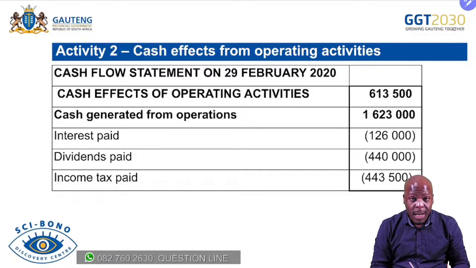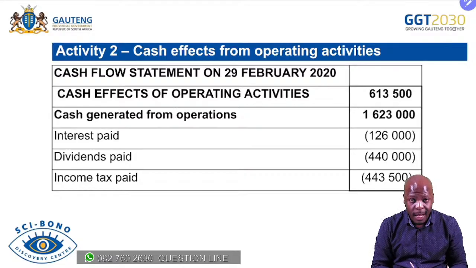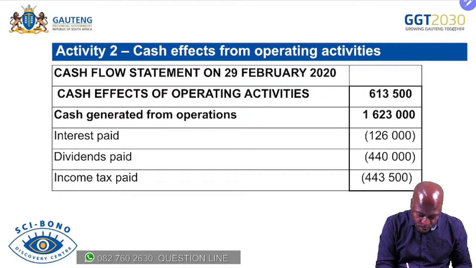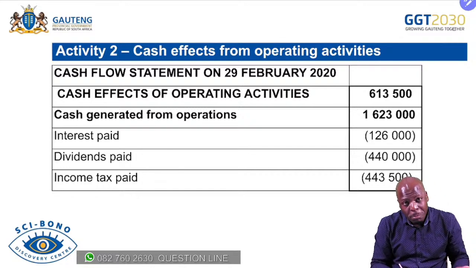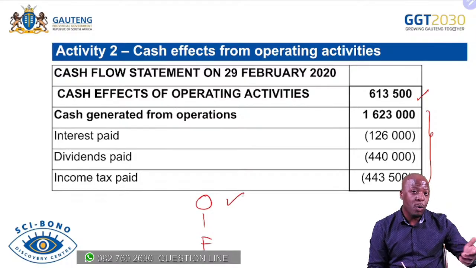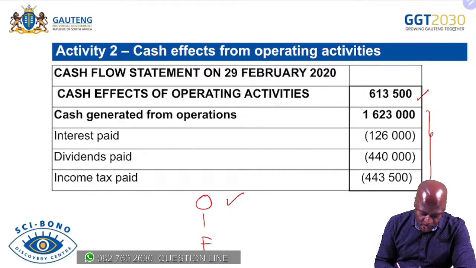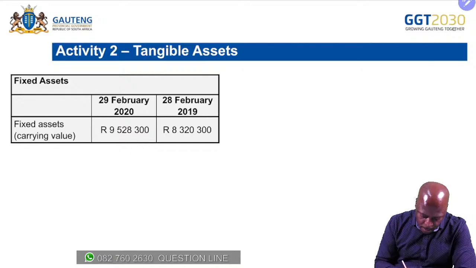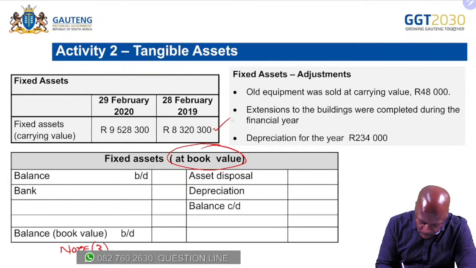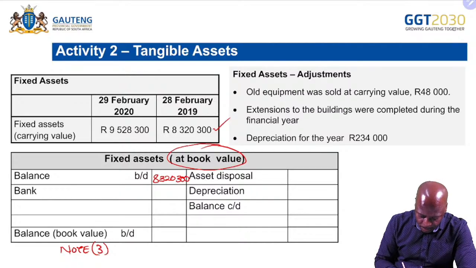And the second method, which I prefer, which is very easy, is you open a fixed asset account, but it is at book value, or at carrying book value. So we are not looking at the cost of the asset, but at the book value of the asset. If you're using this method, you start off with a balance at the beginning. The balance at the beginning here is your 8,320,300. So I'm going to bring it here. That is my opening balance.